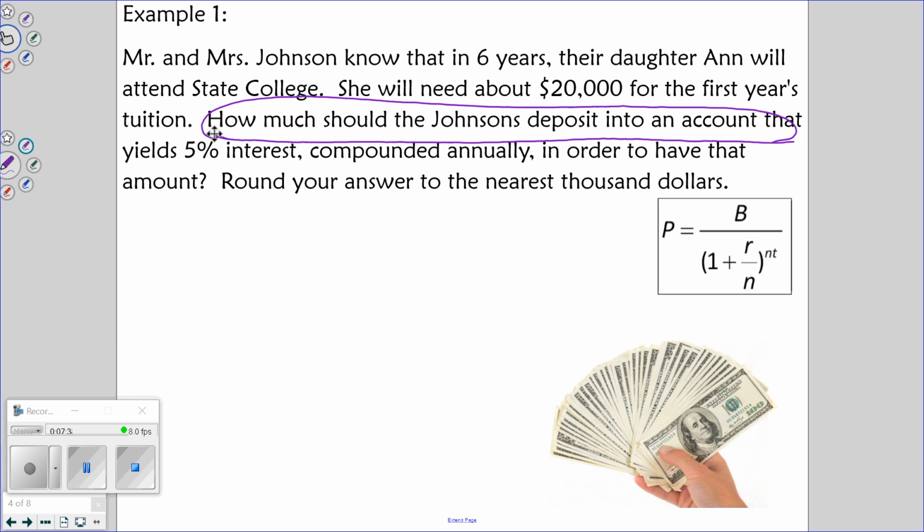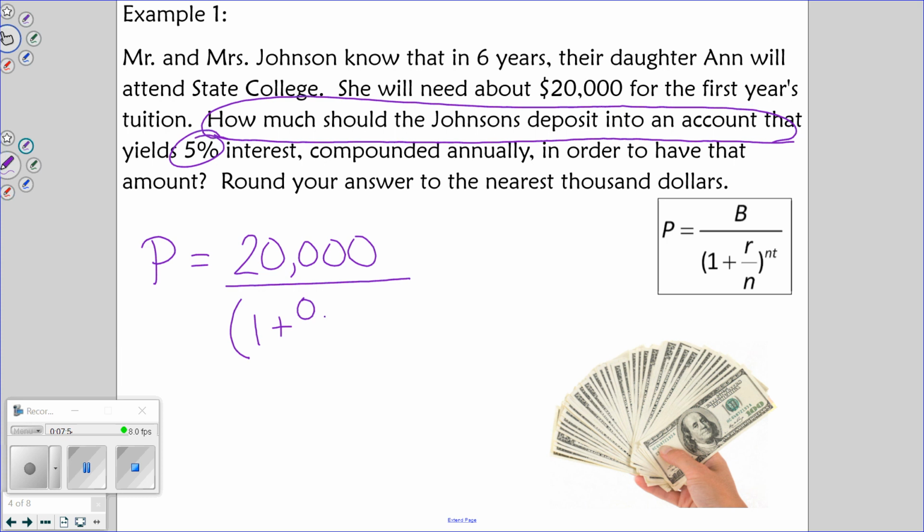Okay? All right, so principal equals how much money do we want? The ending balance needs to be 20 grand over, parenthesis, 1 plus my rate. I said it's 5%. It's 0.05. N, it's compounded annually. So what number do I use? 1.